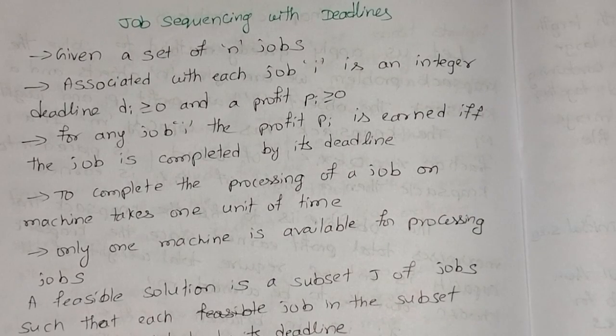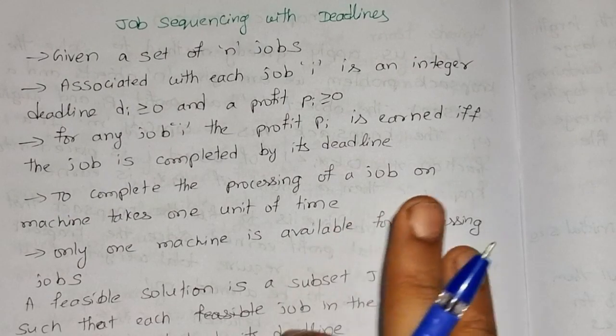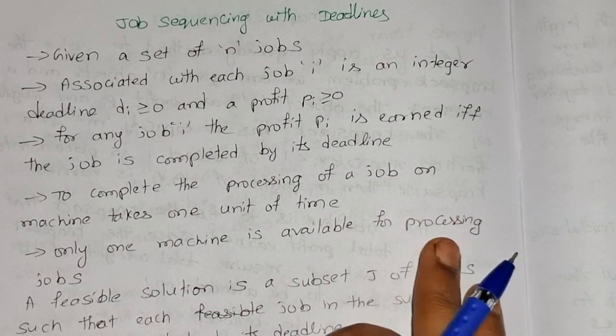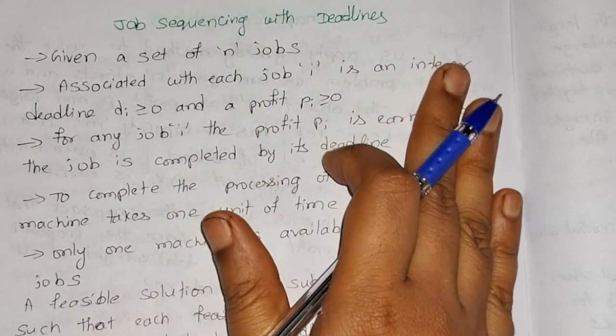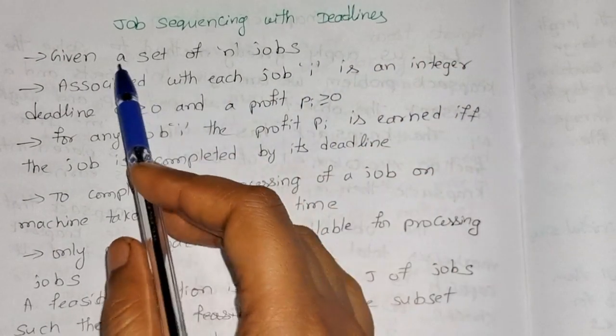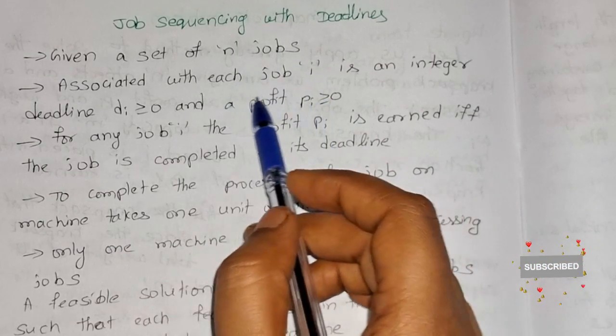In this video we will learn about the concept of job sequencing with deadlines using the greedy method. So we will solve this problem using the greedy method. In this problem, given a set of n jobs, n number of jobs are given.